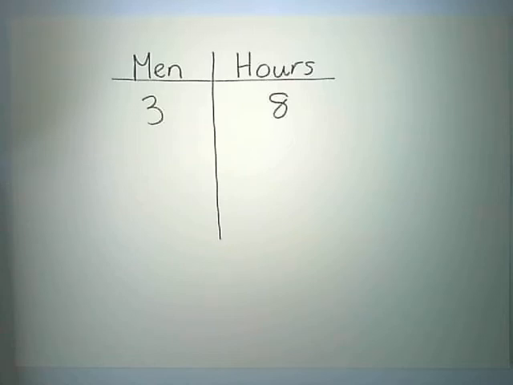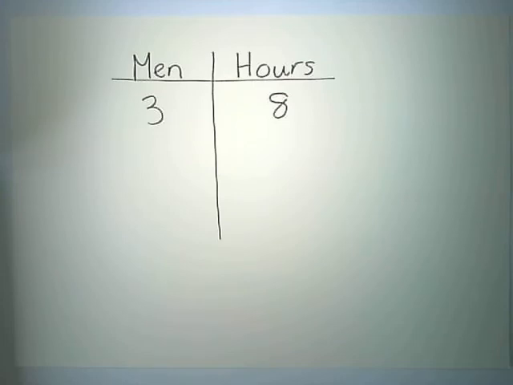This is a video on inverse proportion. Inverse proportion means as one quantity increases, the other one decreases. So the example I've got here is how long it takes 3 men to build a wall. Obviously, the more men you have, the less time it's going to take. So as the men increase, the hours are going to decrease.